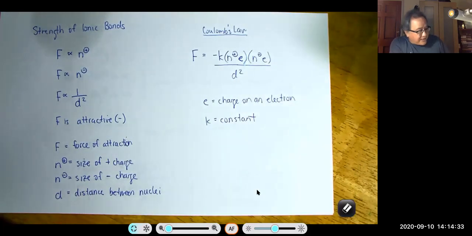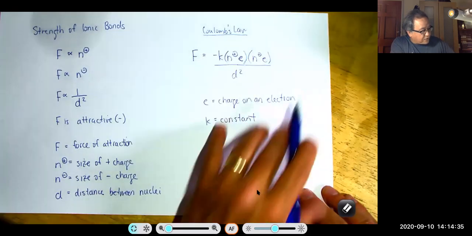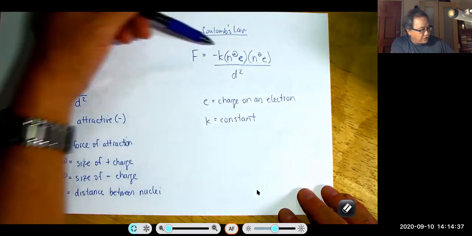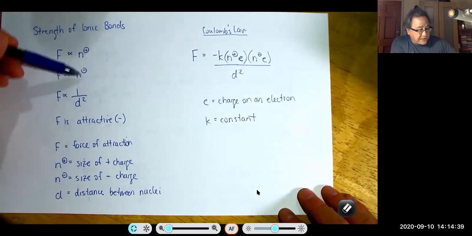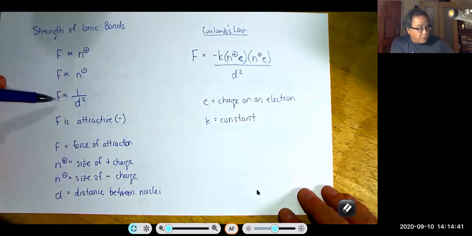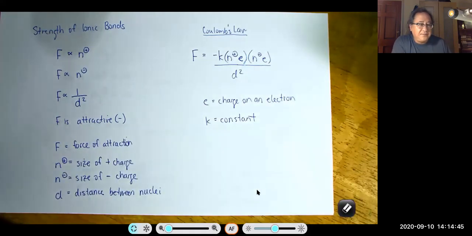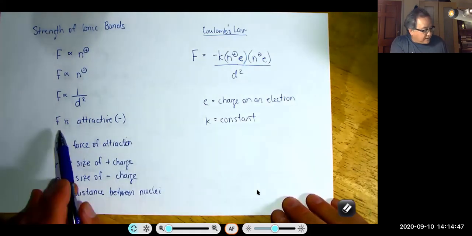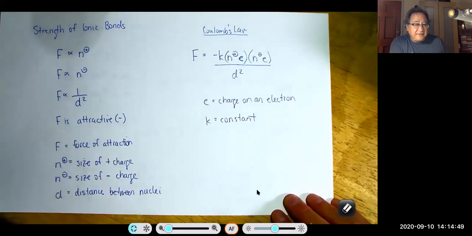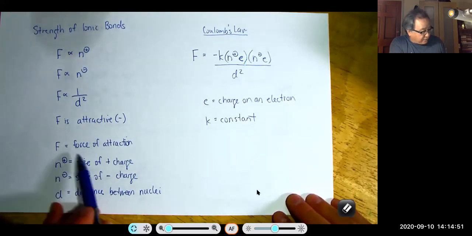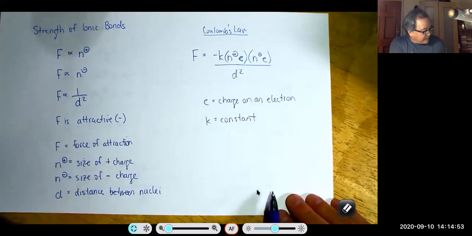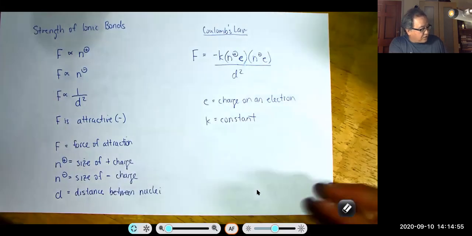So if we tear this apart, we can see that the force is proportional to the positive charge. The force is proportional to the negative charge. The force is proportional to 1 over the distance between the nuclei squared. The force is attractive because it's negative, okay? So we call it a force of attraction. And this is something that you want to know about Coulomb's law.